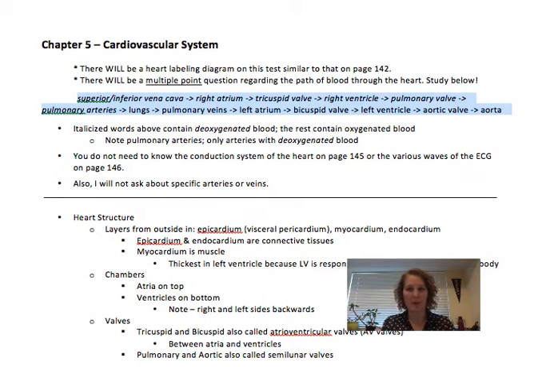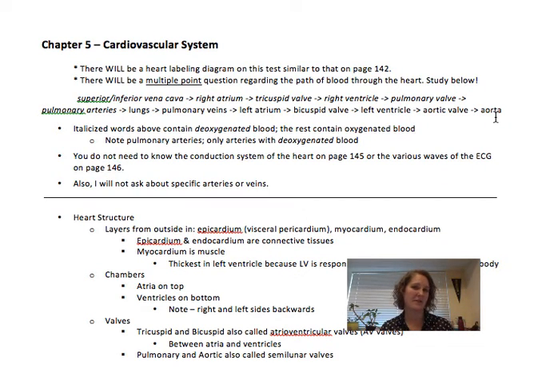Now please note that if you are following on this little flowchart that I've got here, some of the words are italicized and some of them aren't. The italicized words are those that contain deoxygenated blood, and those that aren't contain oxygenated blood. One of the weird things here in the heart is that we actually have arteries that have deoxygenated blood and veins that have oxygenated blood. And in every other instance in the body, that's not the way it works.